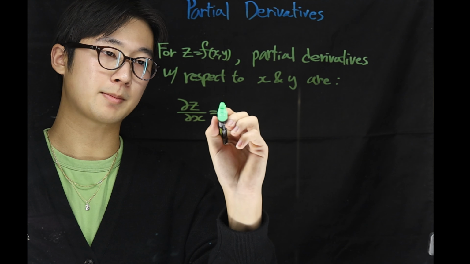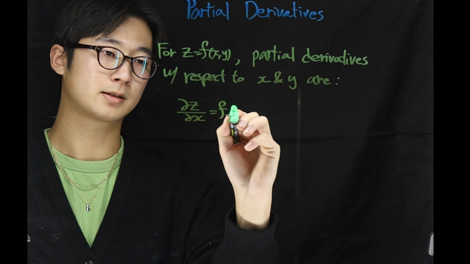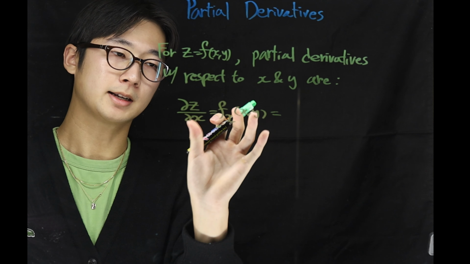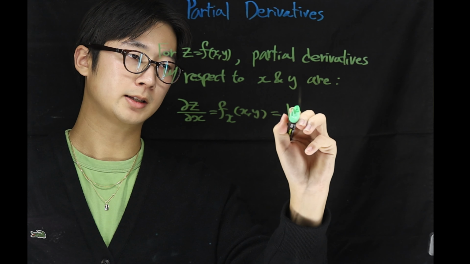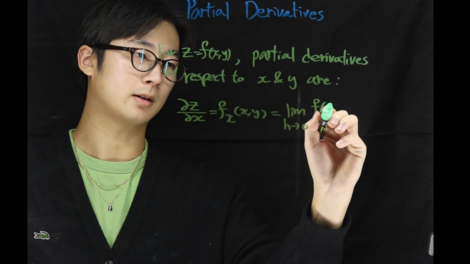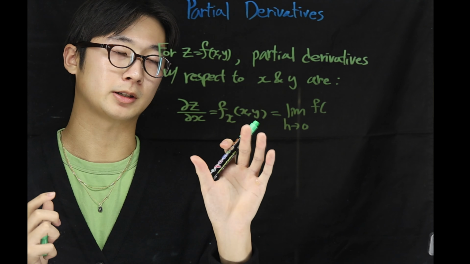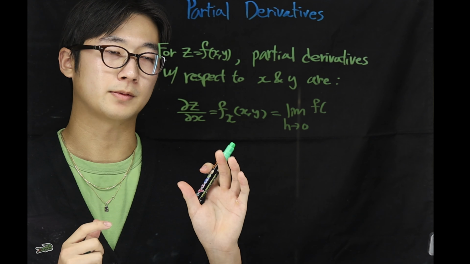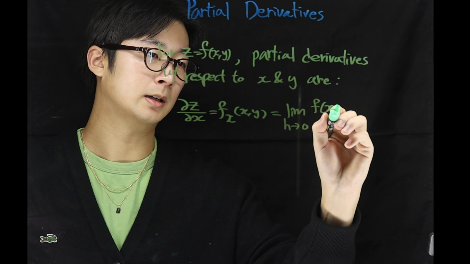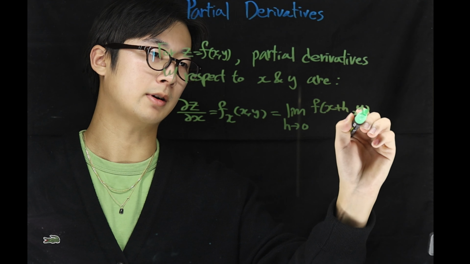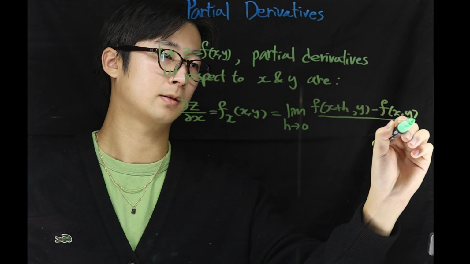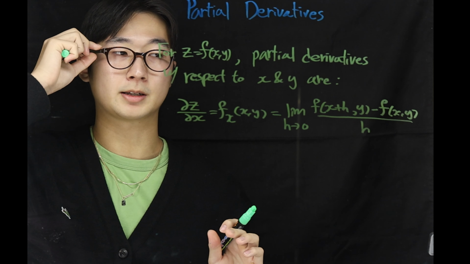This is the same as f sub x of x, y, and this partial x is equal to the limit as h approaches 0 of f of, since it's a partial with respect to x, which means the variable y is held constant, it's fixed, so x plus h and y, minus f of x, y, over h. That's it, very simple.